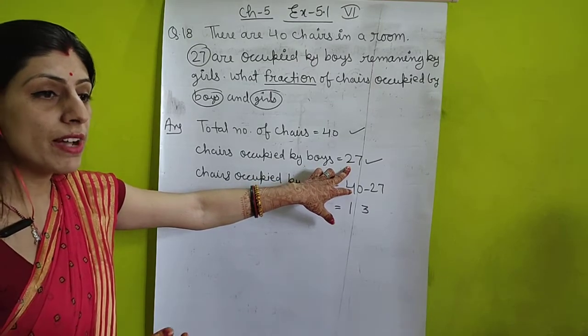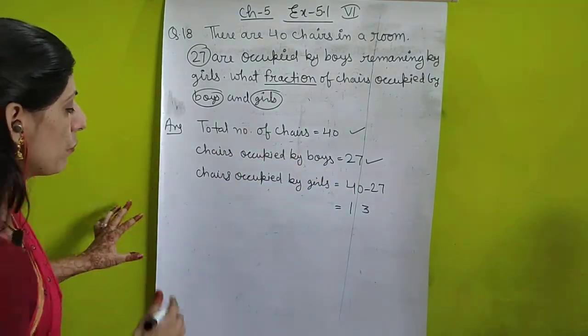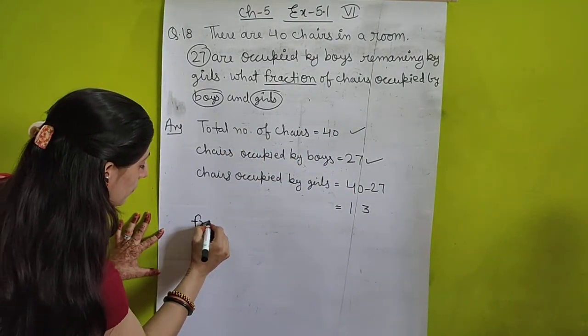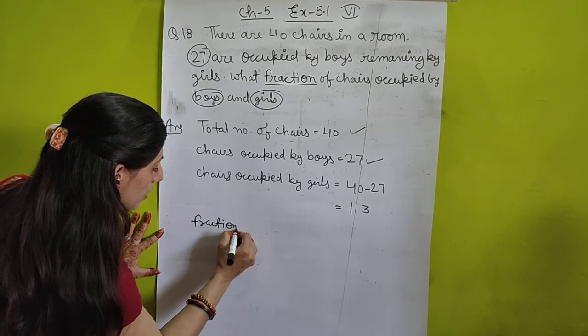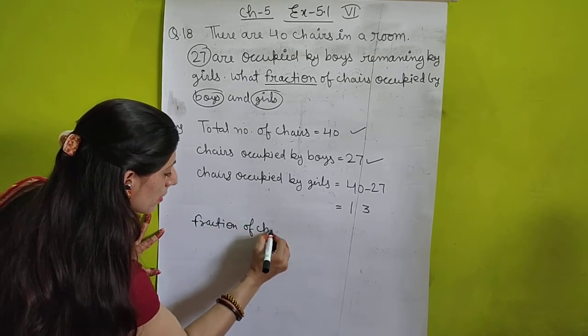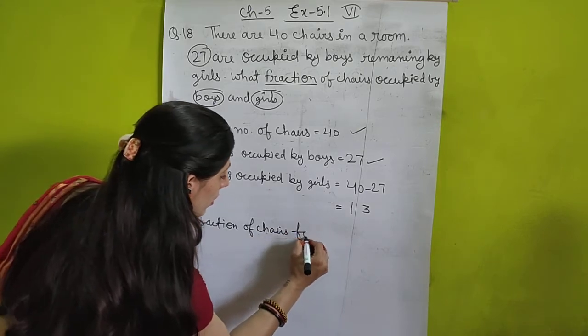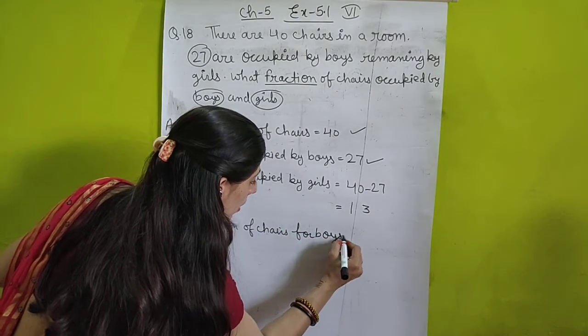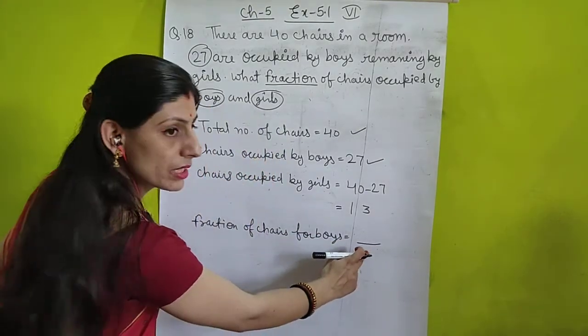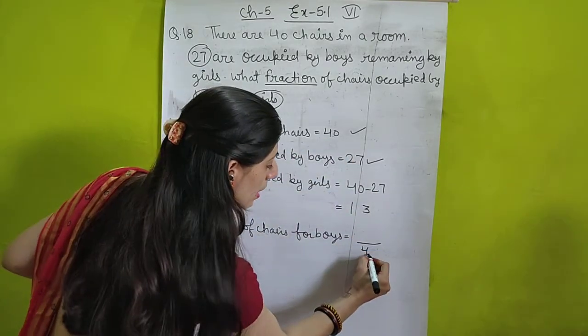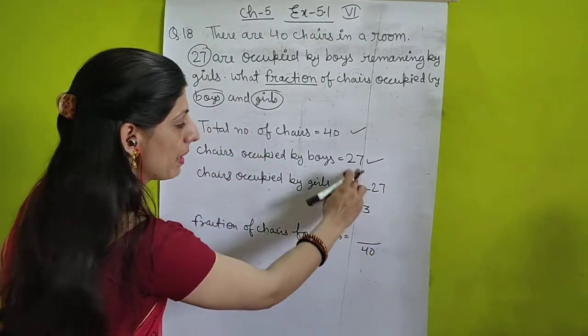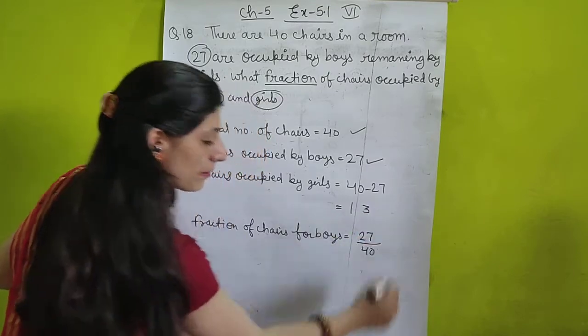Now what will we write? Fraction. Fraction for the boys. Now, fraction of chairs for boys. As you know, downside what will come? Total number of chairs, and upside chairs occupied by boys, 27.